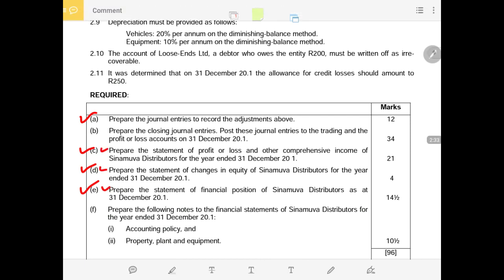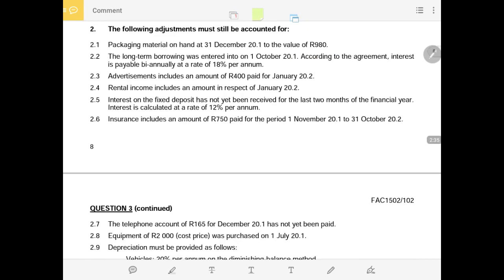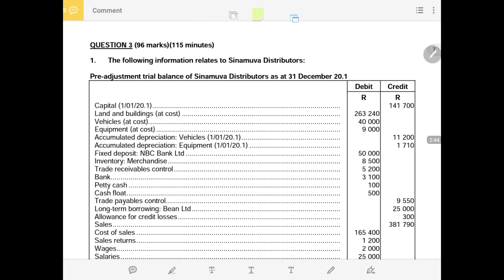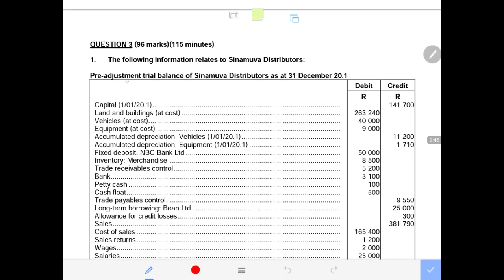Now I have made things very simpler by giving you the rough draft of all these financial statements, extracting the information that we have in the trial balance. First of all, we have a trial balance that says the following information relates to Sinamuva Distributors, and we are provided with the pre-adjustment trial balance of Sinamuva Distributors as at 31st of December 2001.